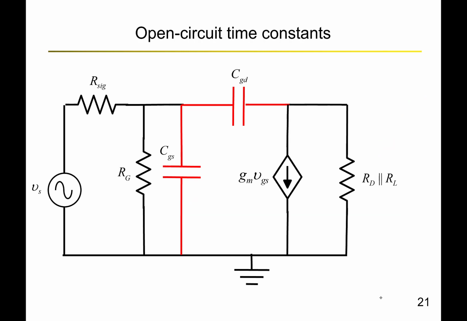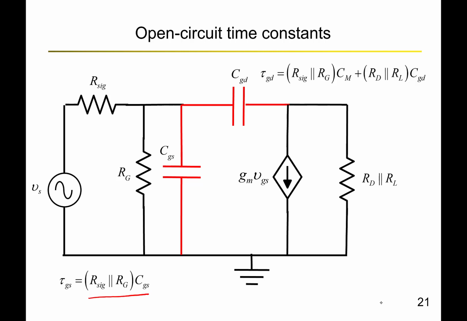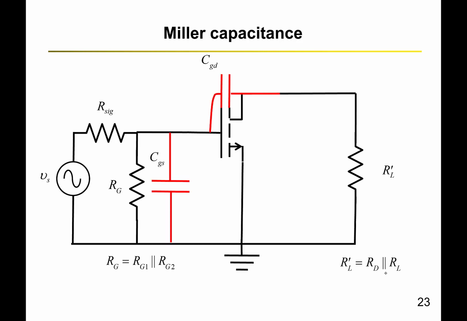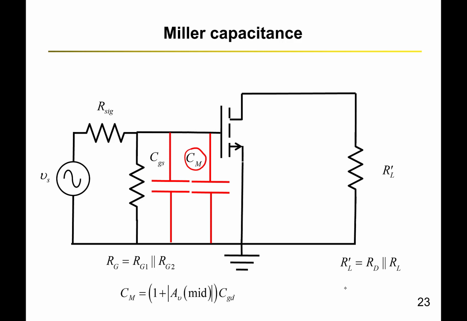So in summary, the open circuit time constants can be written as, from CGS, CGS times the parallel combination of R signal and RG, and from CGD it is the Miller capacitance times R signal parallel RG, plus output resistance times CGD. Okay, so the reason we are doing this analysis is to find this upper corner frequency. And we have seen that both CGS and CGD have an effect on this upper corner frequency. Now for CGD, it is as if the CGD comes as a multiplied version, that is Cm, the Miller capacitance, to the input, where the Miller capacitance is given by CGD times 1 plus midband gain.